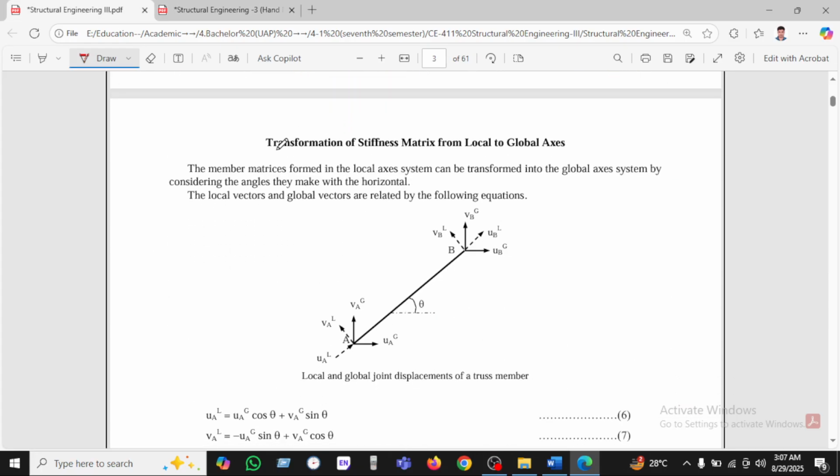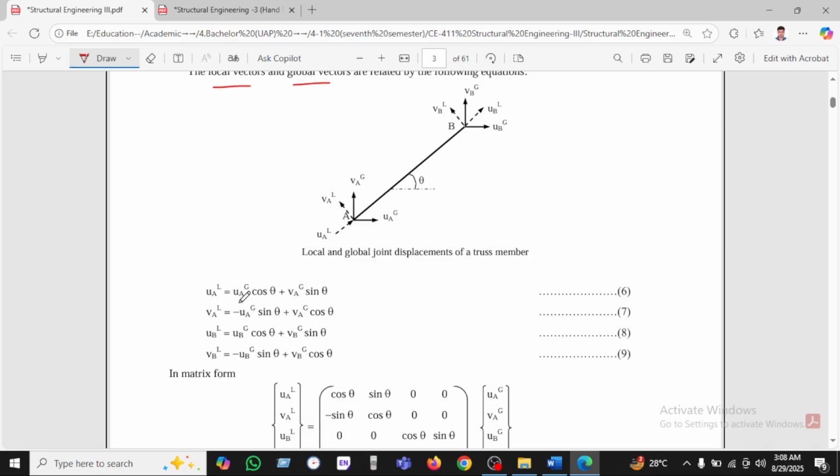So if you see here the transformation of matrix, local and global, the member matrix formed in the local axis can be transformed into the global axis formed by any consideration angle that it makes with the horizontal. So it must be kept in mind, horizontal. The member force in the local axis. So the local axis system can be transformed to the global axis system by considering the angle to make it horizontal, not vertical. The local vector and global vector are related by the following equation. So there are some equations we have already seen here.